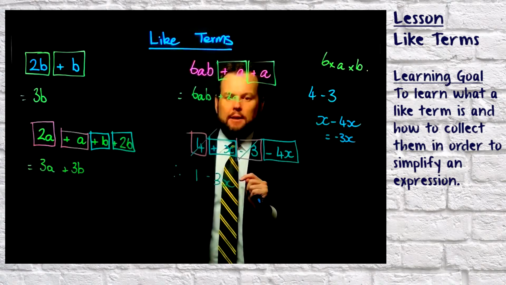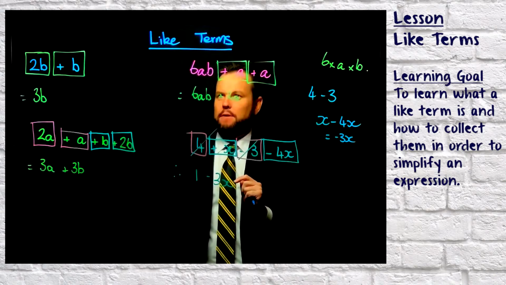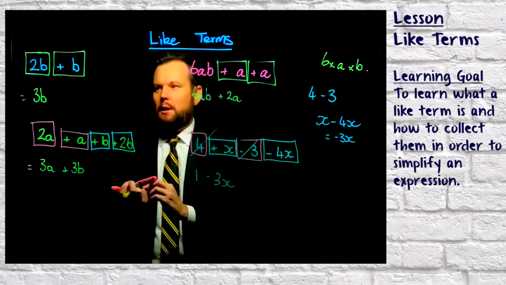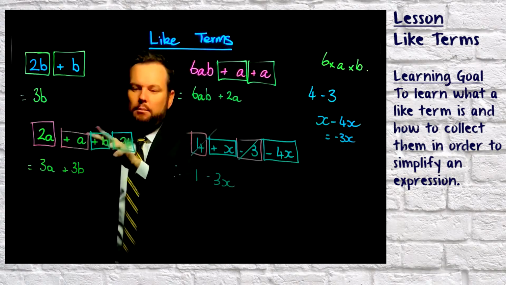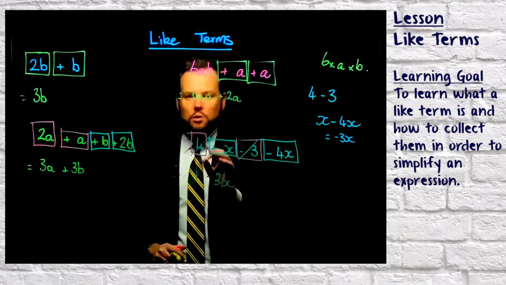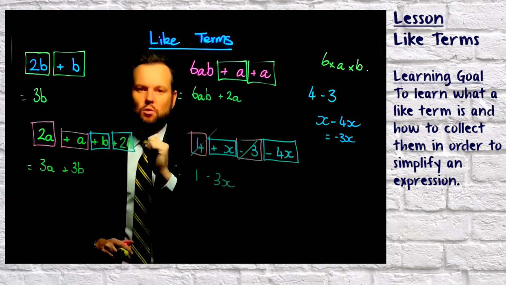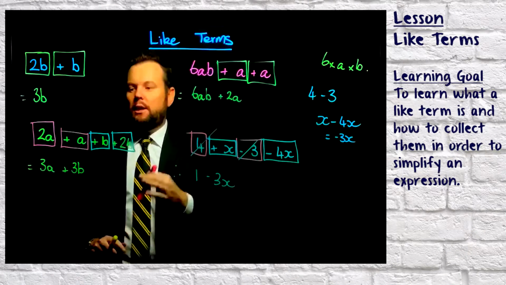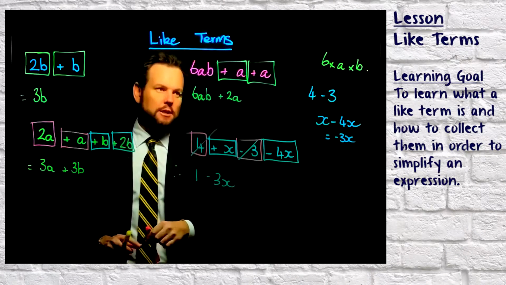All right, that is basically it for like terms, collecting like terms. Takes a bit of practice when you're doing this topic. Make sure you are putting circles or squares around your like terms and then you're collecting them. Also, make sure you're checking your answers regularly to see if there's anywhere that you're going wrong and ask lots of questions if you need help.